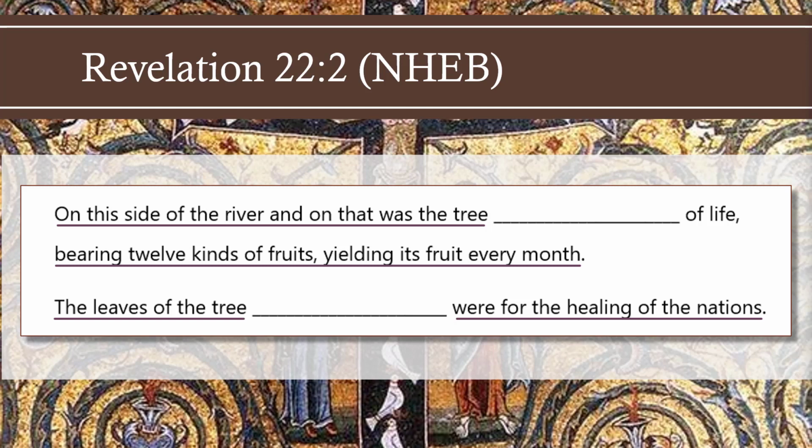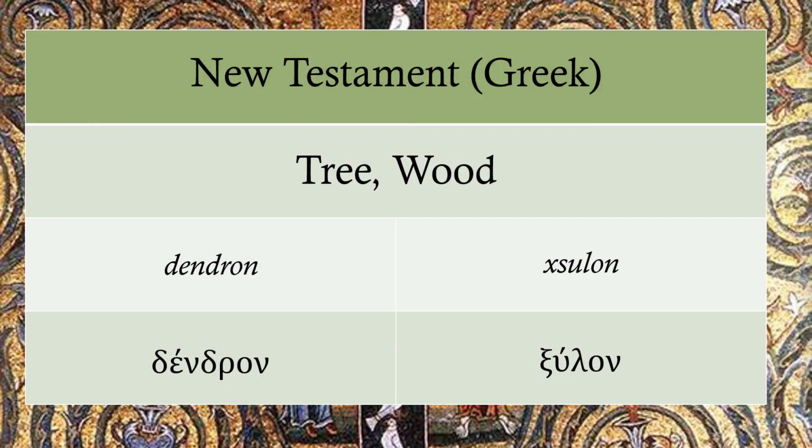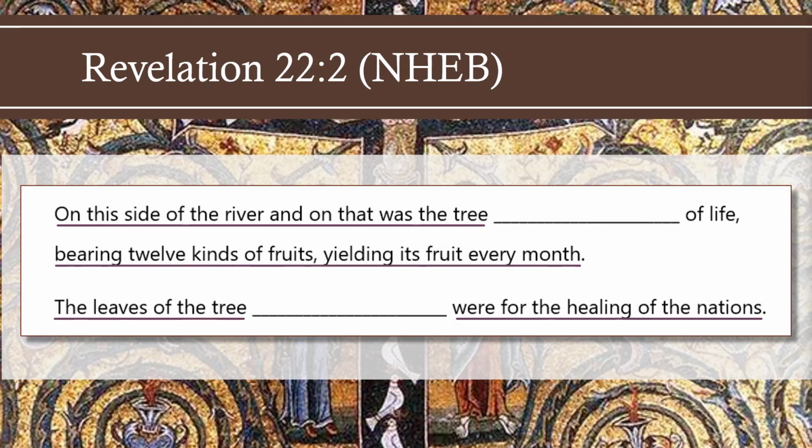And this is a living, growing tree. In fact, it produces fruit year-round, right? It's not like a normal tree that only produces fruit seasonally. This is nonstop fruit. Then, if that's the case, what word would we expect John to use when he's describing this living, leafy, fruit-bearing tree? You would expect dendron. John already used dendron earlier in the book. He knows the word, but he doesn't use dendron. He uses xulon.